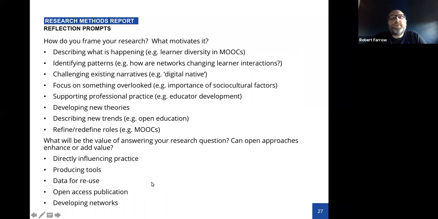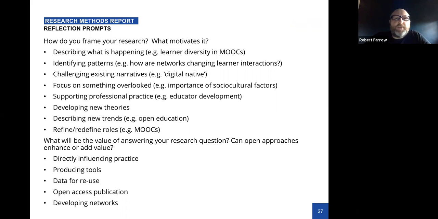We conclude the report, the handbook, sorry, with some prompts which I think are relevant to anyone who's interested in doing research in this area. And it's really about thinking about what's motivating what you're doing. Are you trying to describe something or identify a pattern?